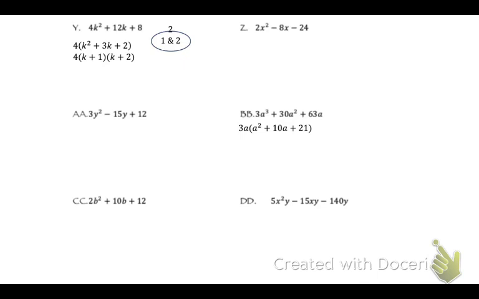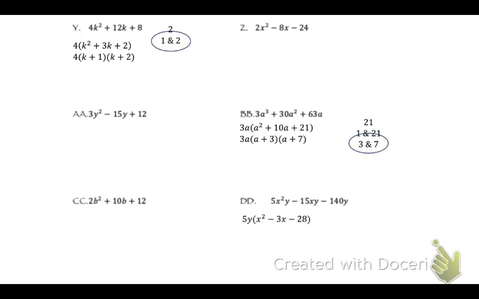We look at BB, we can factor out a 3a. You're left with a squared plus 10a plus 21. We have to see what multiplies to be 21, adds to be 10. 1 and 21 won't do it. 3 and 10 will, or 3 and 7, sorry. So that's going to be 3a, a plus 3, a plus 7.